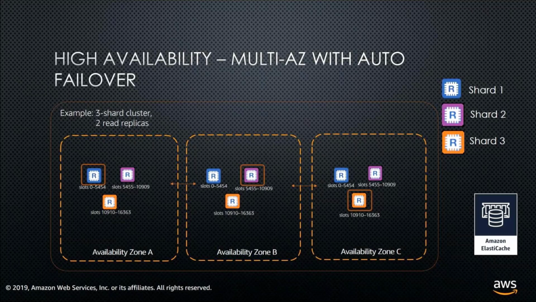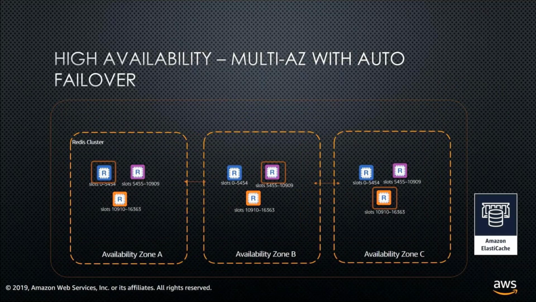Here's an example of a Redis cluster mode enabled configuration with multi-AZ enabled. It has 3 shards with nodes denoted by the Redis color icons. Blue color nodes are in shard 1, magenta icons are in shard 2, and orange are in shard 3. As you can see, each shard contains 1 primary and 2 replicas, and each node is in a separate AZ.